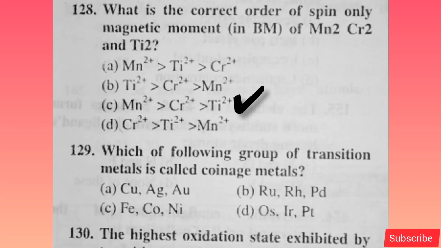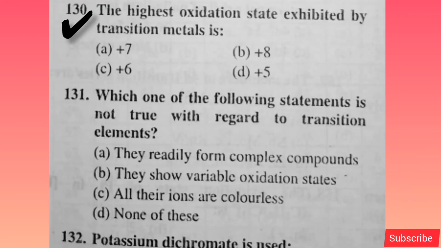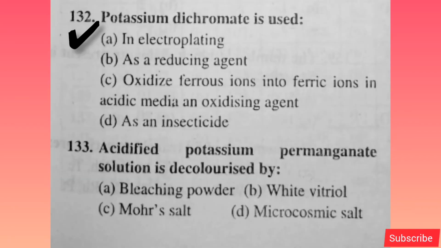Option C is correct. Which of the following group of transition metal is called coinage metal? Option A is correct. The highest oxidation state exhibited by transition metal is. Option B is correct, +8. Which one of the following statement is not true with regard to transition elements? Option C is correct. Potassium dichromate is used.